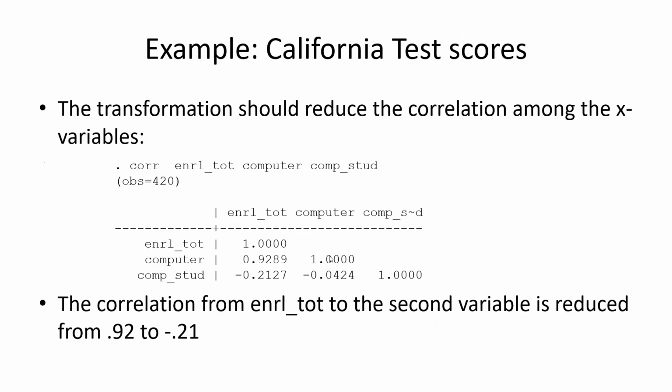Okay, let's look at correlation. Before we had a correlation of 0.92. We're adding this new variable, and the correlation to enrollment total is negative 0.21. So much reduced relative to 0.92. And to the other one, it's almost non-existent. So if we remove computer, the correlation, which was 0.92, is going to go away and be replaced with what? 0.21. Beautiful, absolutely beautiful.